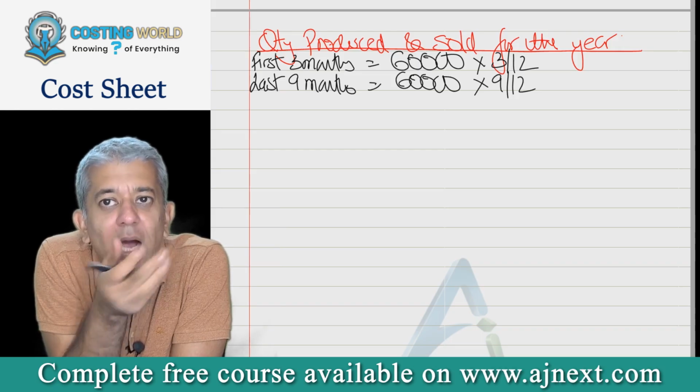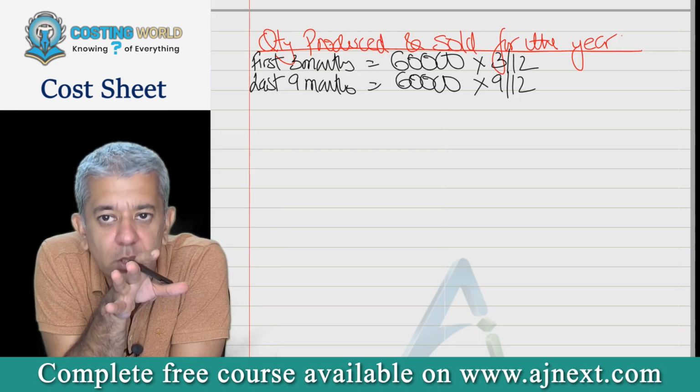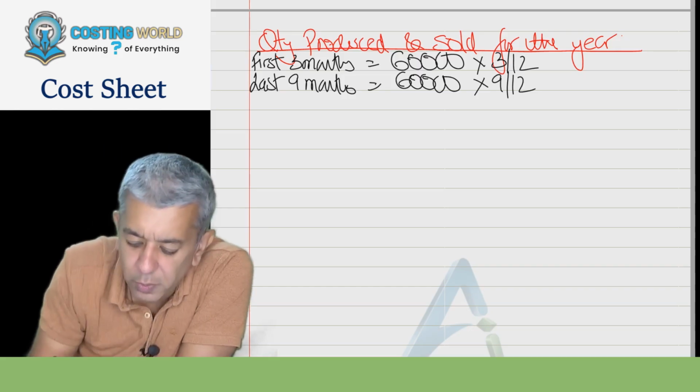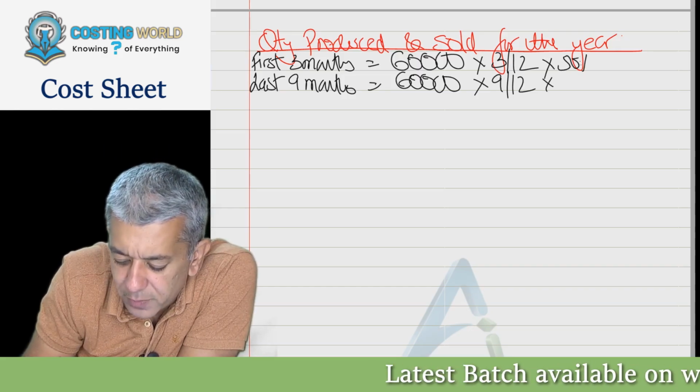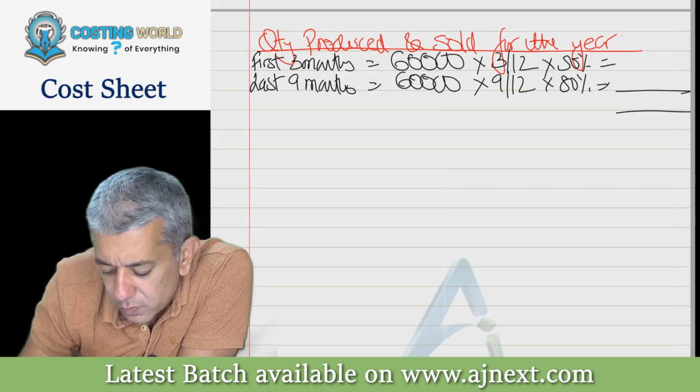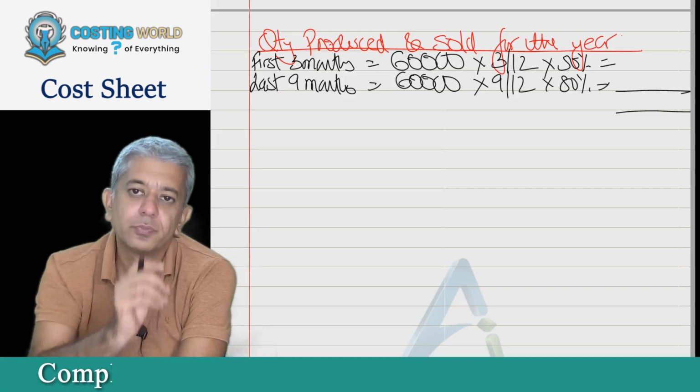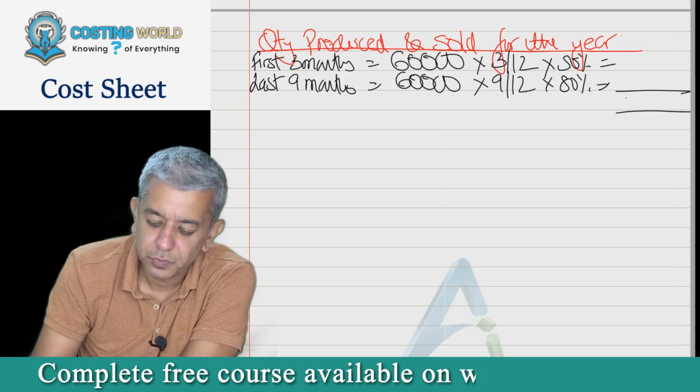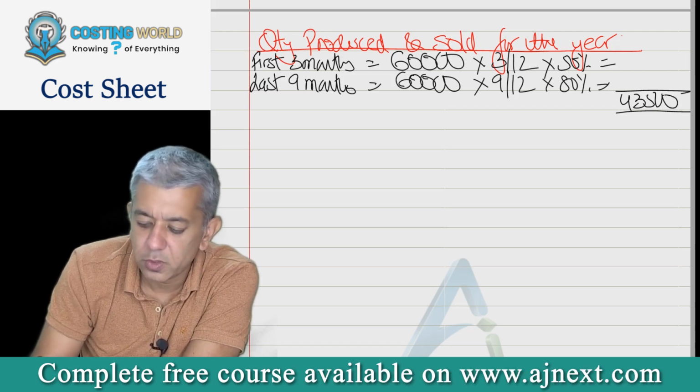Yes, sir. But are you going to be working at 100% throughout? No, sir. What level are you going to be working at over here? 50% and 80%. Get both these answers, please. Total it up. 43,500. 43,500.